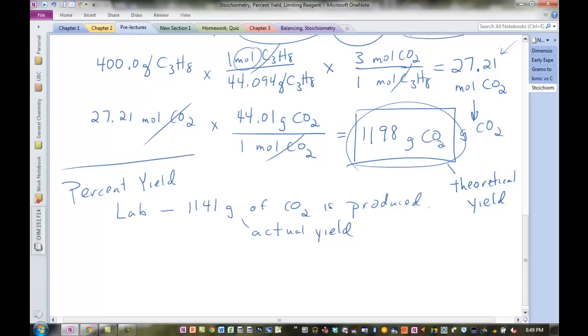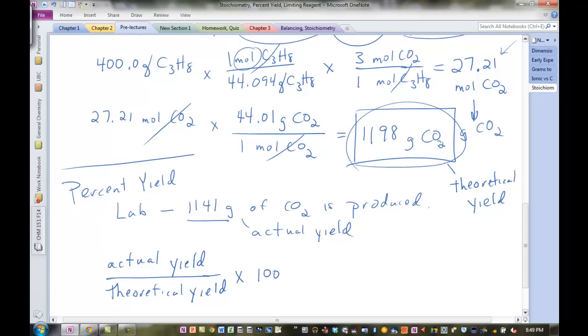So, percent yield. What we really need is a fraction, part divided by the whole, multiplied by 100 to get a percentage. That is a percent. Part divided by the whole. So our part, our smaller number, is our actual yield. Our larger number, our whole amount, is the theoretical yield. That's a fraction. Multiply by 100 to get a percentage. That's all there is to it for percent yield.